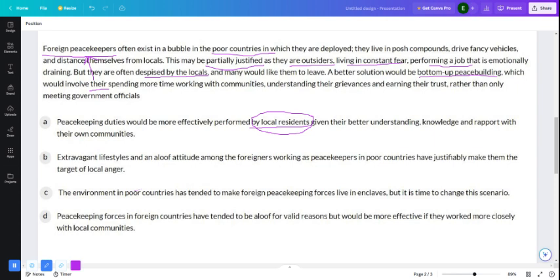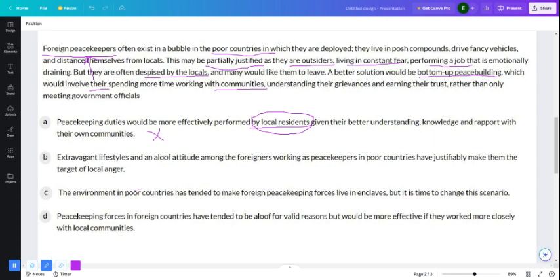This their is referring to foreign peacekeepers. The foreign peacekeepers need to work with the communities. That is what is meant by bottom up approach: to work from the bottom, which is to work with the locals, to mix with them, to understand the problems, to address them, rather than just conducting official meets and meeting government. Okay? So therefore this is not an option.